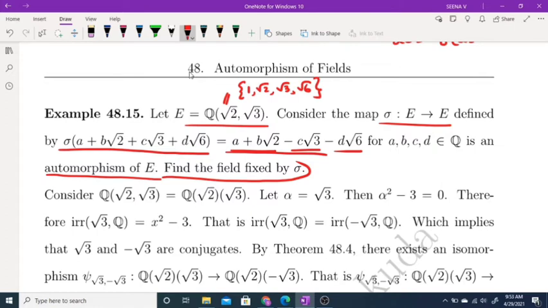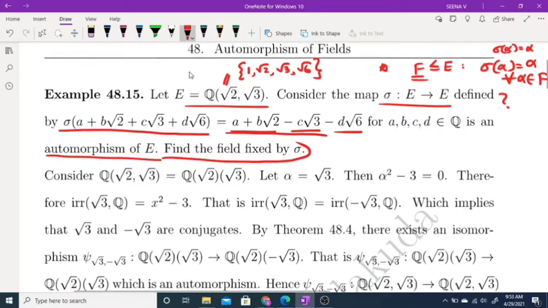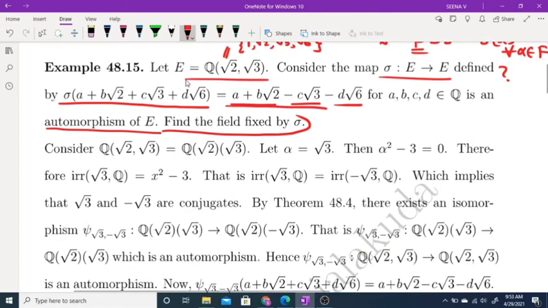You have to find a subfield F of E such that sigma of alpha equals alpha for every alpha belongs to F. For any alpha belongs to E, sigma of alpha equal to alpha implies alpha is left fixed by sigma. So now consider this one.